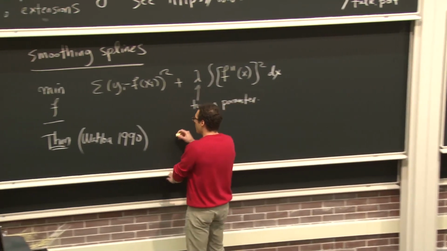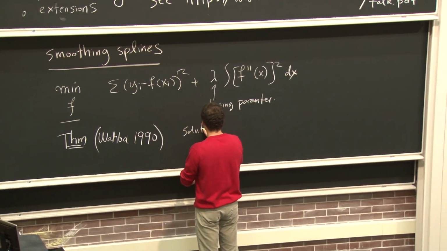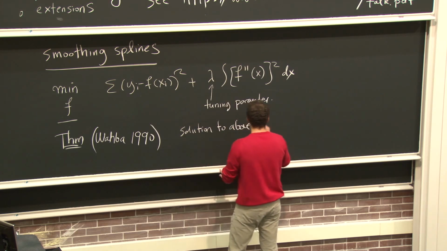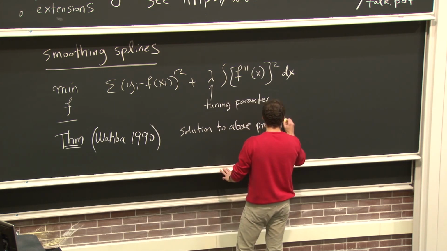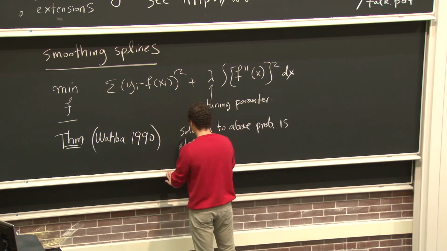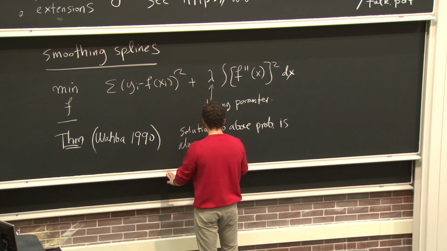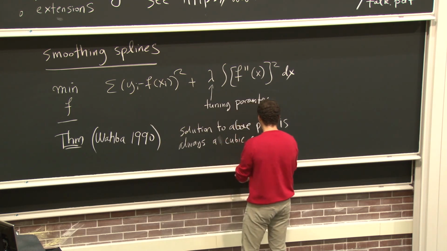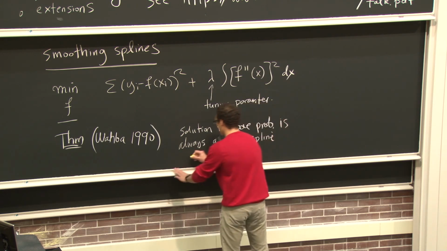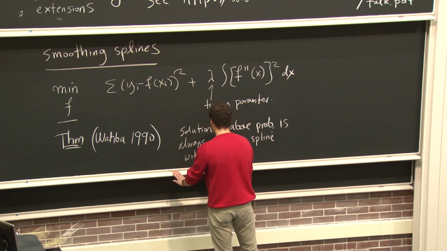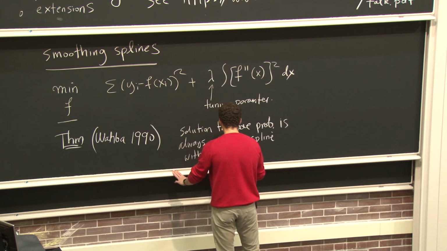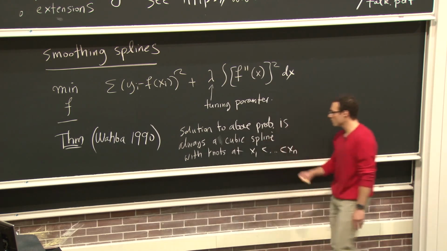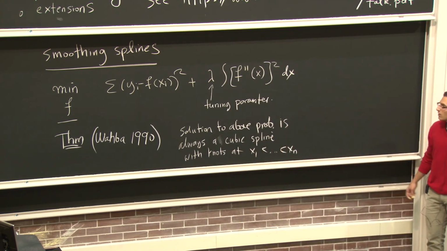The theorem is that the solution to the above problem is always a cubic spline with knots at the data points. So I'm just going to assume that these are ordered, just for simplicity, without any loss of generality.